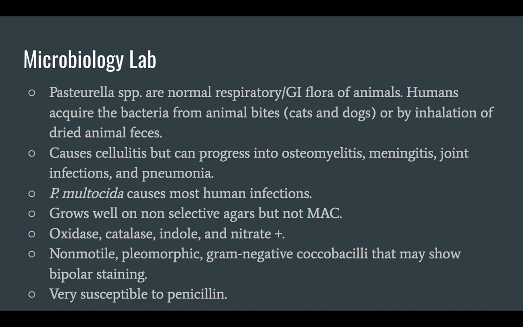Pasteurella multocida is the most common cause of human infections, that specific species. It grows well on non-selective agars, such as blood and chocolate plates, but not MacConkey. It is oxidase, catalase, indole, and nitrate positive, a non-motile pleomorphic gram-negative coccobacilli. They may show bipolar staining, and it is very susceptible to penicillin.